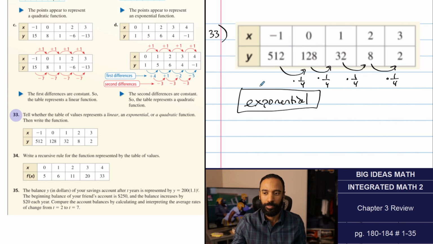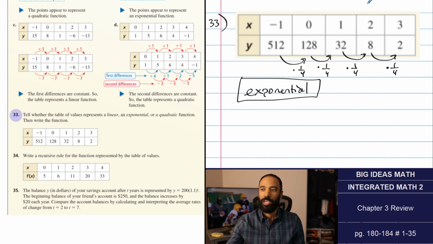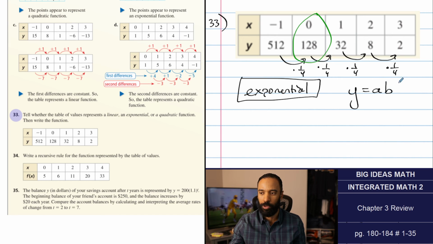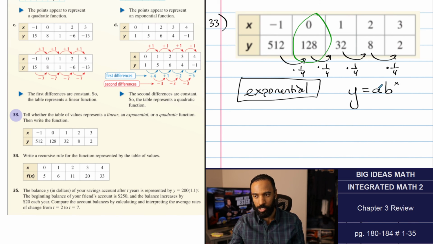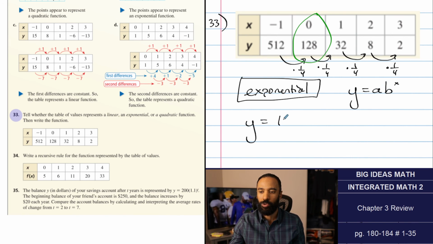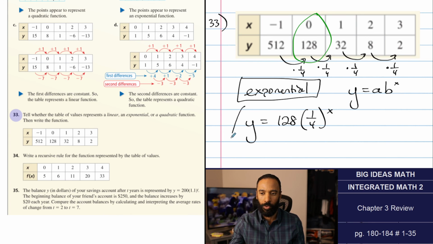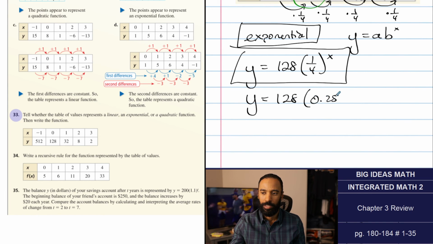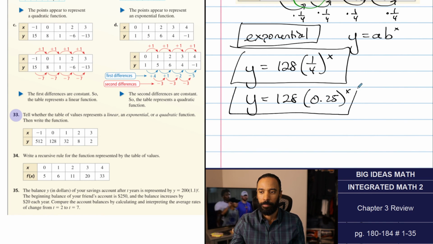It's an exponential. As far as the function goes, a couple things to keep in mind. Number 1, y-intercept. The y-intercept is right here, the value of y when x equals 0. Our form for exponential functions is y equals ab to the x, and a represents the y-intercept value. So y equals 128, that's your a, and your b value is this 1/4, or 0.25. You can write either or. Here's one version, 1/4 to the x, or 0.25 to the x power, one or the other.